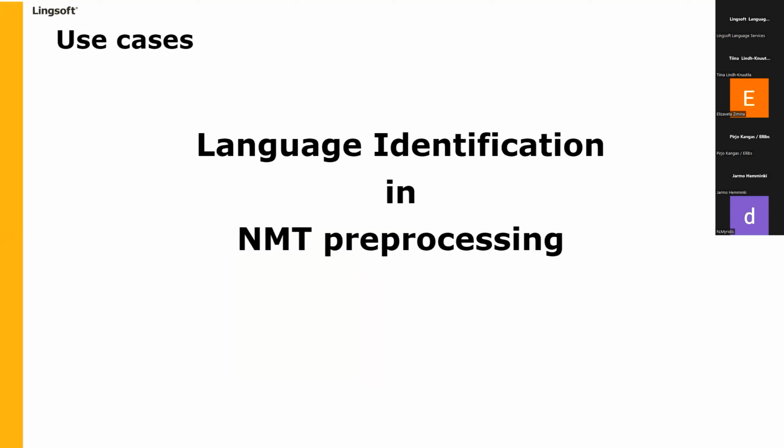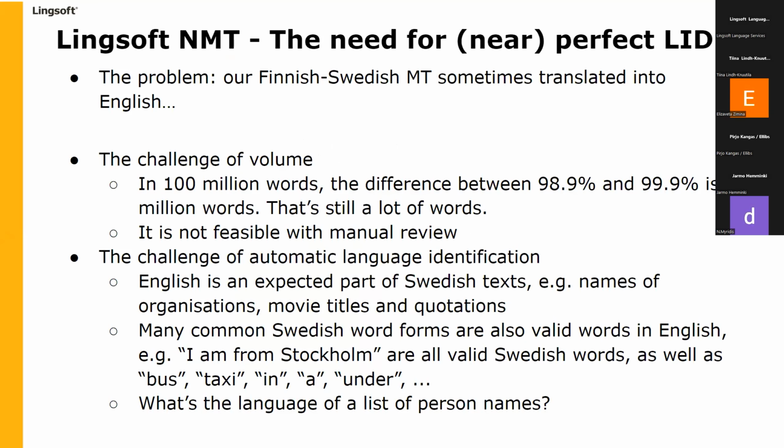This will be a presentation about the language identification tool in NMT pre-processing, neural machine translation. So we had our Finnish-Swedish machine translation in production, which seemed generally very helpful. We translated lots and lots of materials with it on a daily basis. You always get some complaints about quality from the translators, and it's not always that you can do anything about it.